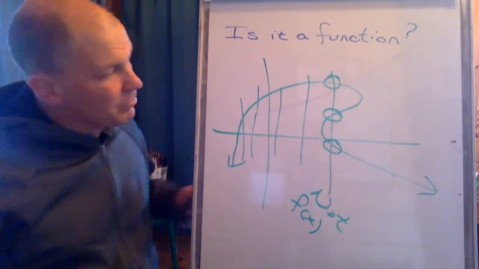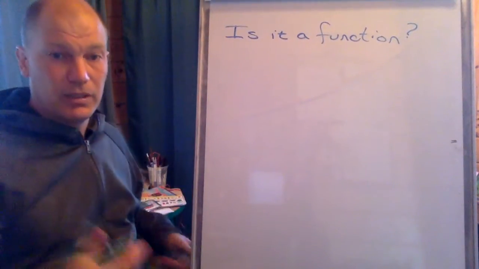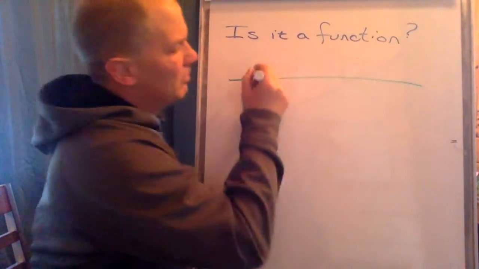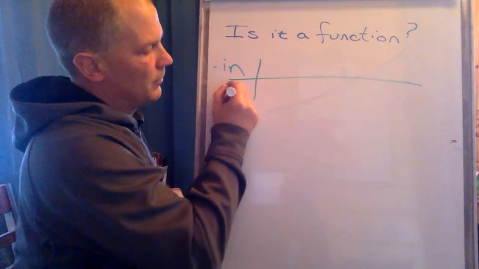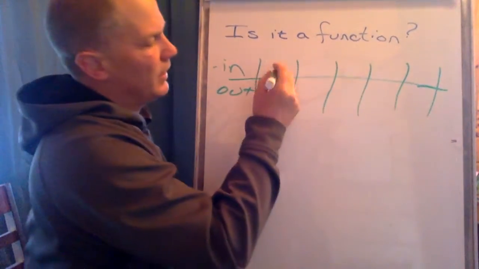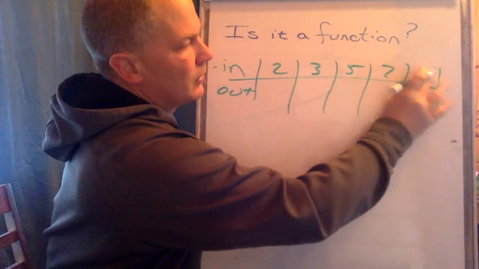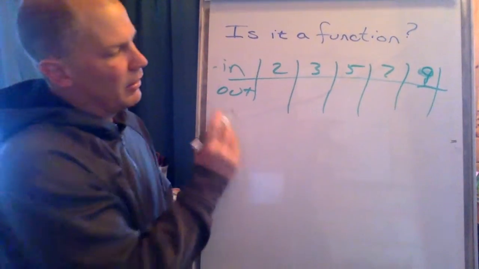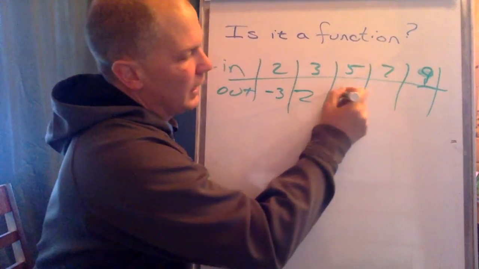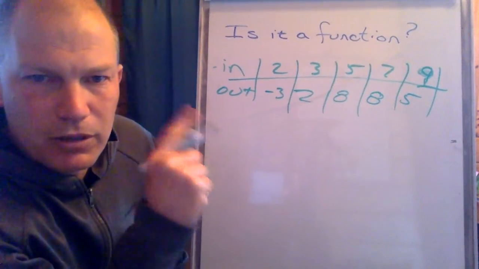Okay, so that should be pretty easy to do graphically. And that's going to be the first part of your assignment. The second part of your assignment is to do it with a table. With a table, what we're going to look at is the inputs and the outputs. And so if we have, here's my table, if we have the numbers 2, 3, 5, 7, 9, and the outputs are -3, 2, 8, 8, 5, right? For every one input, there's only one output.